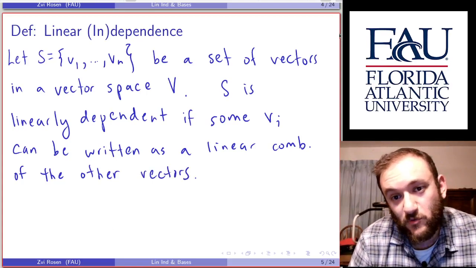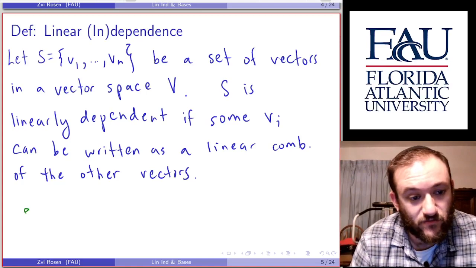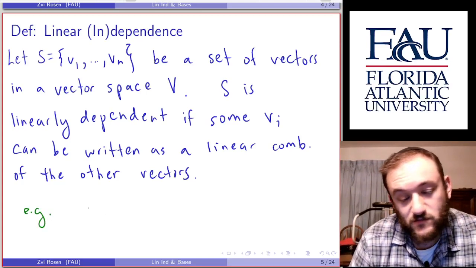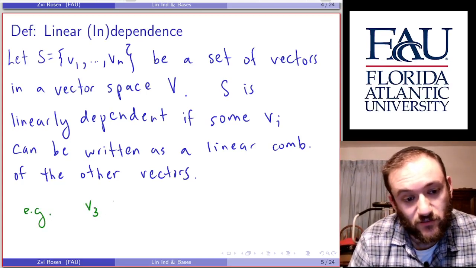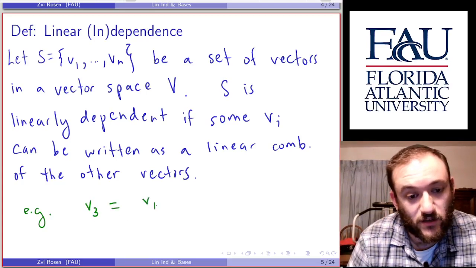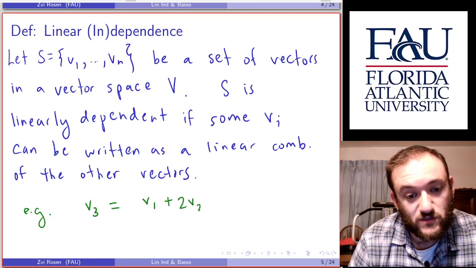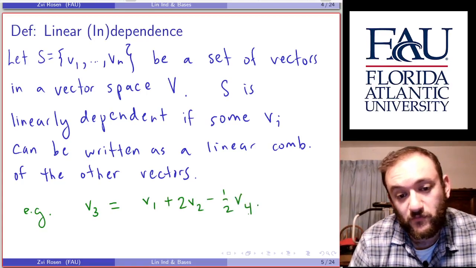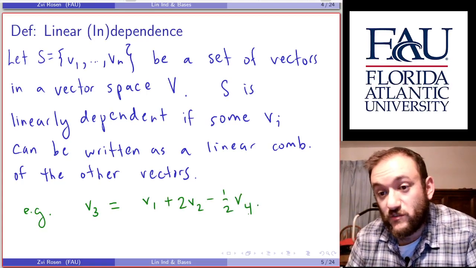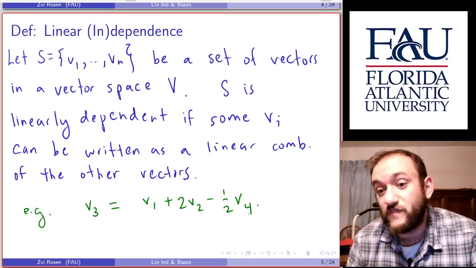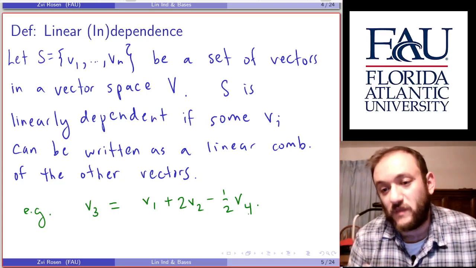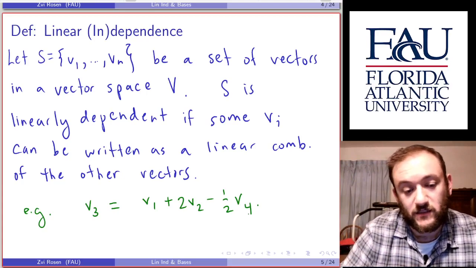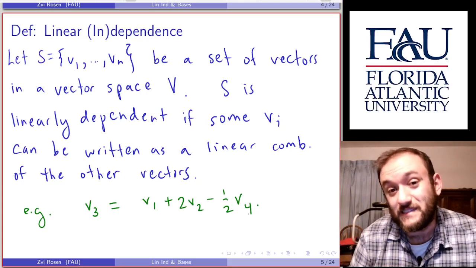Okay, and an example of what this might look like is if you have 4 vectors and v3 is equal to v1 plus 2v2 minus 1/2 v4. Okay, so v3 can be written in terms of the other vectors, so the set would not be linearly independent in that case, it would be linearly dependent.